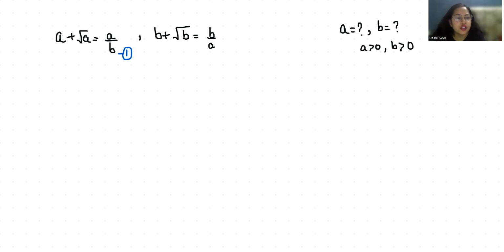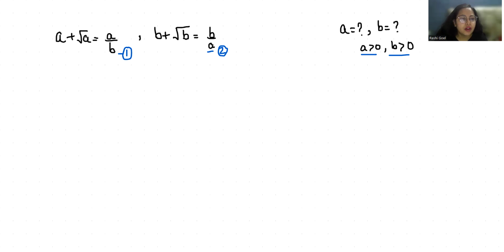So here in equation number first, b is in denominator, and in equation number second, a is in denominator, so they can't be 0, so they will be greater than 0. So that's why the condition a is greater than 0 and b is greater than 0. So let's start with today's video solution.